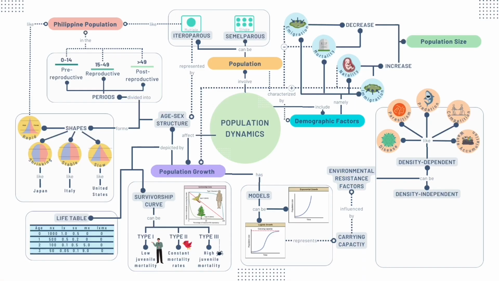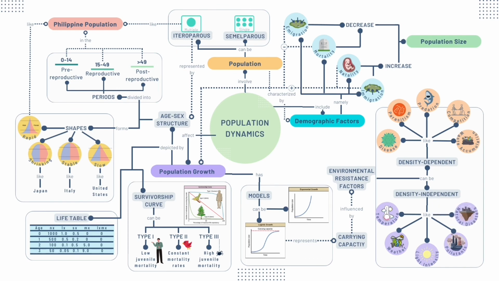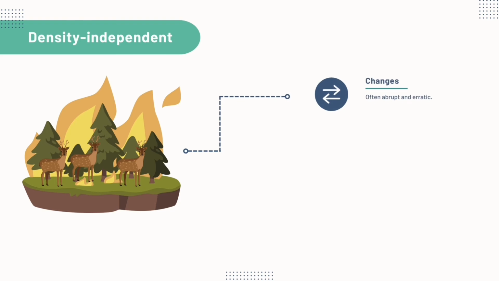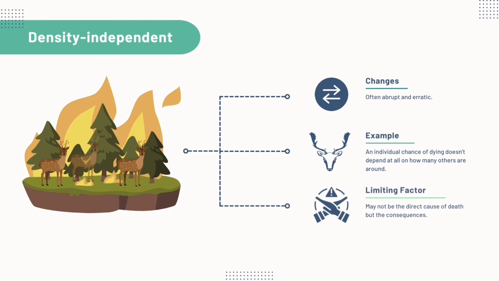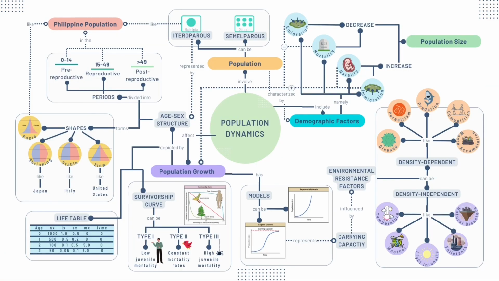Meanwhile, density-independent factors are factors that affect the population growth rate regardless of the population size, which include temperature, weather, light intensity, pollutants, and natural disasters. The changes they make in the population growth rate are often abrupt and erratic. For instance, in the case of natural disasters, dying does not depend on the number of individuals in the population. Additionally, the limiting factor may not directly be the cause of death, but rather its consequences, such as loss of habitat and food source.